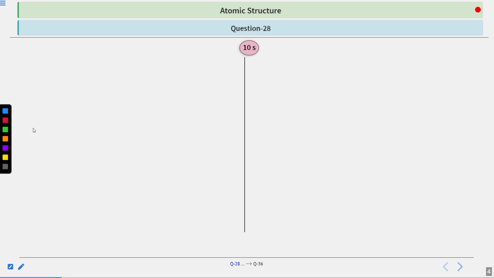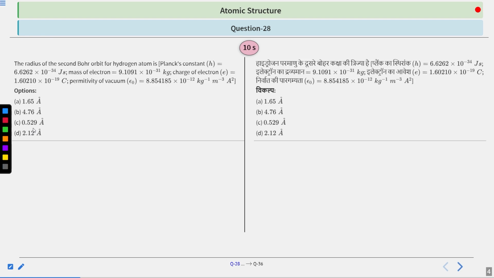Question number 28 says that the radius of the second Bohr orbit for hydrogen atom is... Planck's constant value is given, h is equal to 6.6262 into 10 to the power minus 34 joule second. Mass of electron is given 9.1091 into 10 to the power minus 31 kg. Charge of electron is given 1.60210 into 10 to the power minus 19 coulomb, and permittivity of vacuum is given 8.854185 into 10 to the power minus 12 per kg per meter cube A square.